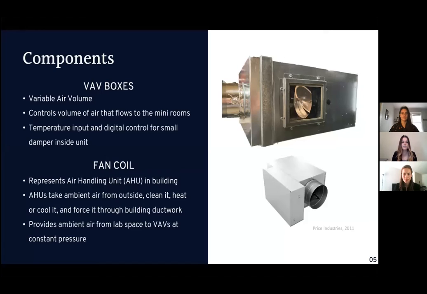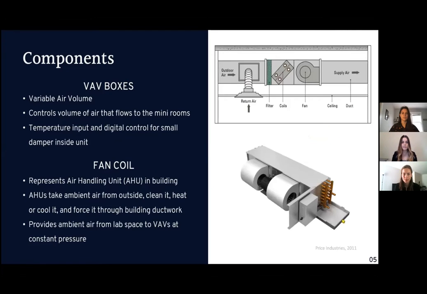Our project features 2 main components, the first being the variable air volume boxes. These boxes are used to control the volume of air that flows into the miniature rooms, and they work by using a temperature input and digital control that relays information from the rooms back to a small damper located inside of the unit. On the top right-hand corner here, we can see this image where you can actually see the damper inside of the unit. When more air is needed, that damper will open, and when less air is needed, it will close.